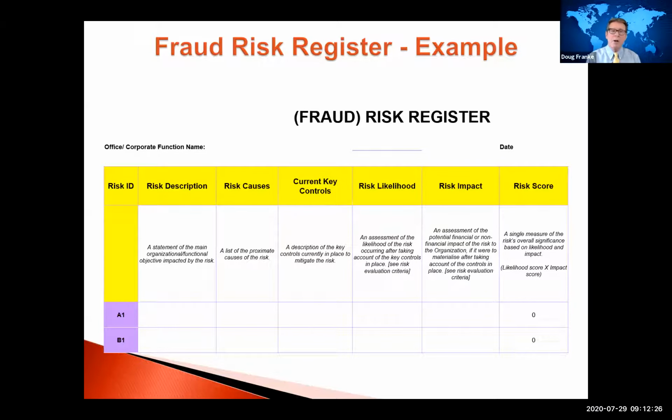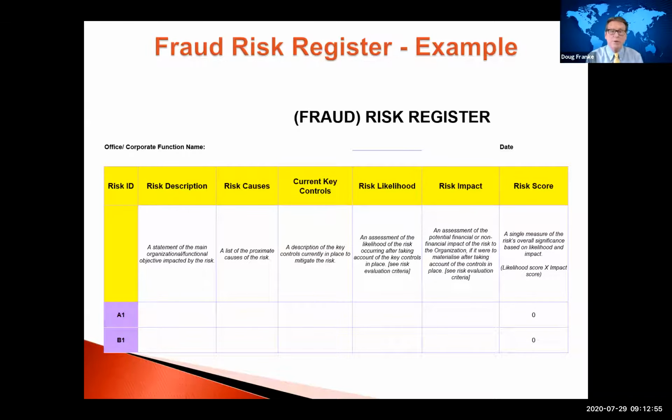COVID is a risk for all of us. So what you do is you complete this chart, our risk team would complete this chart. You might start by talking about financial risks, reputational risks, fraud risks, physical risks, but regardless, this is what you do. You start by asking, what is our risk description? We're going to say our risk is that our employees might get COVID.